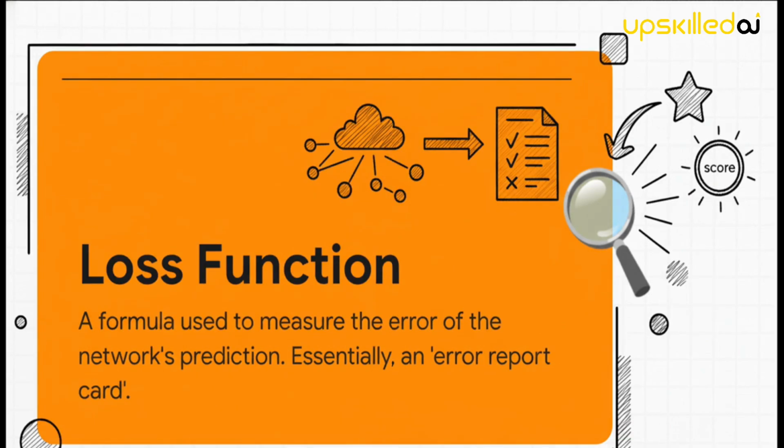So to know how to get better, the network needs a grade on its performance, right? That's the job of the loss function. You can think of it as the network's report card. It compares the network's prediction to the actual right answer, and it calculates a single score that perfectly sums up just how wrong it was.